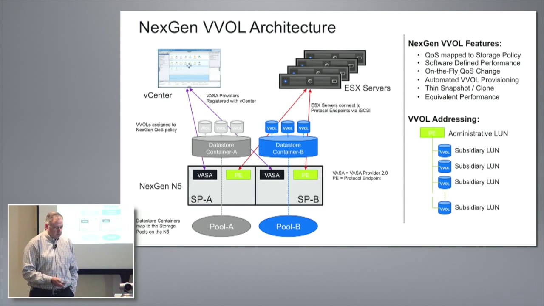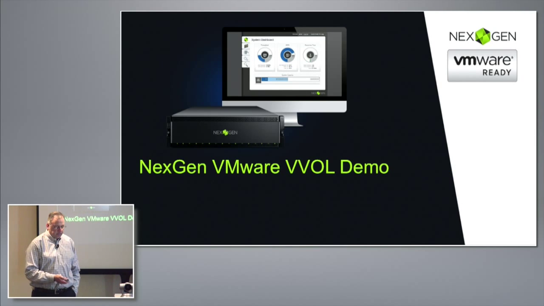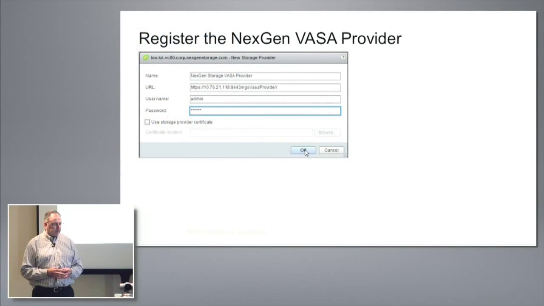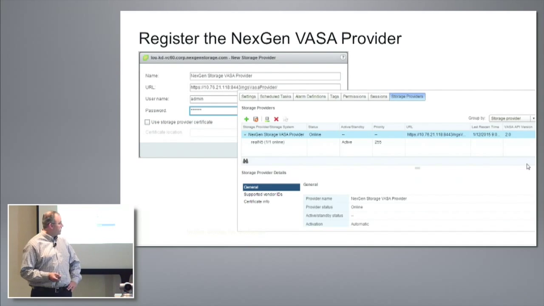I'll go through a set of demo slides here just to give you a flavor for what our VVOL integration looks like. So, first step is to register the VASA provider. You specify the IP address of the storage processor and give it some credentials, and then that brings it online as a VASA 2.0 storage target available for virtual volumes.